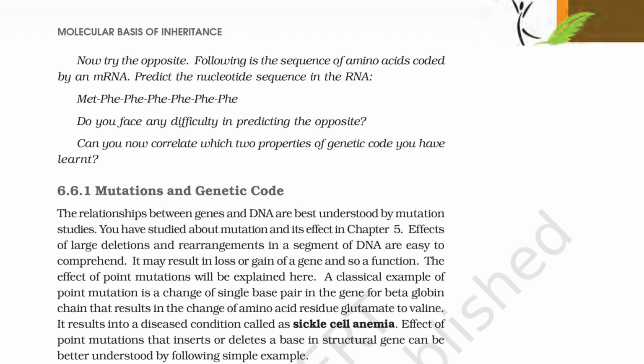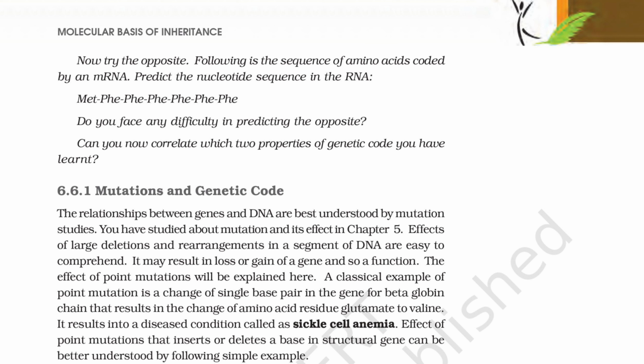Following is the sequence of amino acids coded by an mRNA. Predict the nucleotide sequence in the RNA. Methionine, phenylalanine, phenylalanine, phenylalanine, phenylalanine, phenylalanine, phenylalanine. Do you face any difficulty in predicting the opposite? Can you now correlate which 2 properties of genetic code you have learnt?